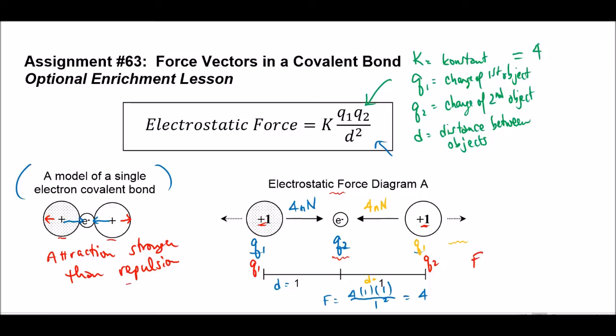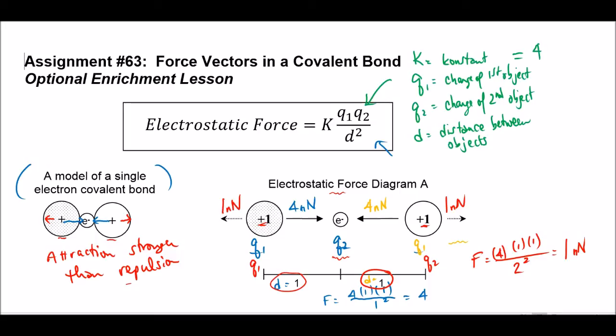All right, so here we go. F equals K, which is 4, Q1, which is 1, Q2, which is 1. D is now 2 units, right? It's 1 plus 1 equal to 2, squared. You should see this gives you a numerical answer of 1 unit of measurement, nanonewtons. So it's symmetric, it acts on both particles.